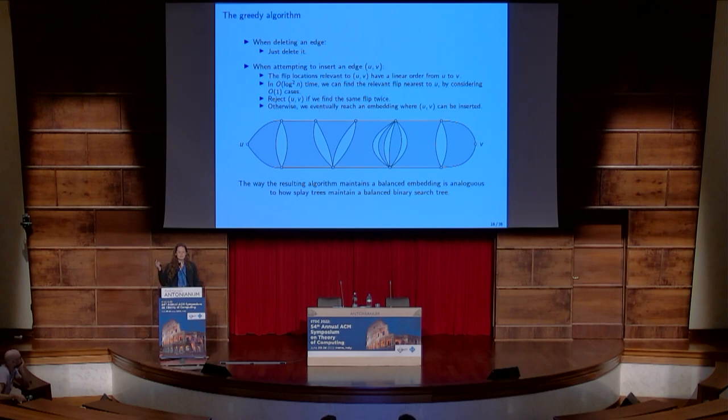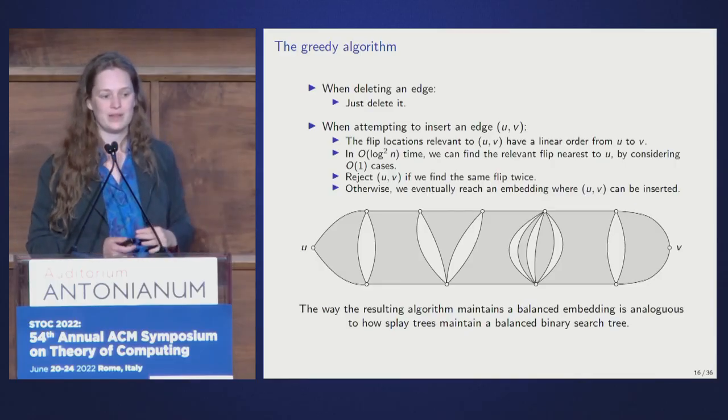So when you delete an edge, just delete it, it's still planar. And then when you attempt to insert an edge, well, it's not so easy to just find the flips you need. And here, just to give an overview of how the greedy algorithm works, you notice that all the flip locations relevant to this insertion have a linear order from one endpoint of the edge to the other. And now I've drawn the biconnected case. It's not necessarily biconnected. There could be articulation points, and they also have a linear order. But just, you know, the biconnected case, or the two vertex flips, are the most difficult to find. So I've drawn those. And as you can see, it's not even just one type. There can be many ways things can go wrong.